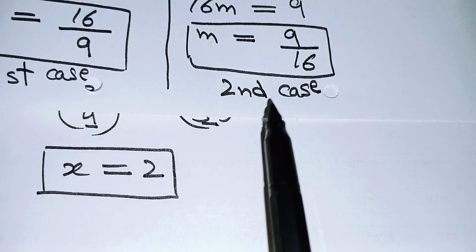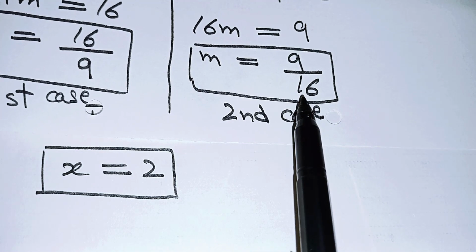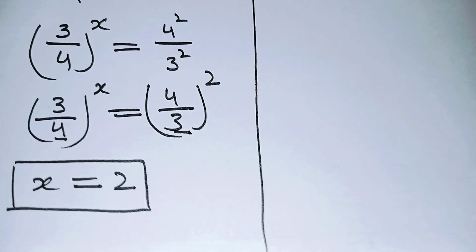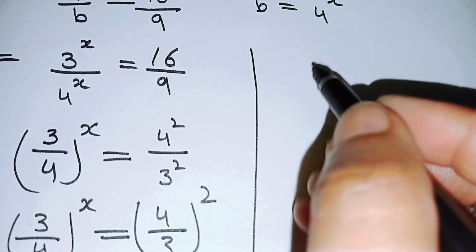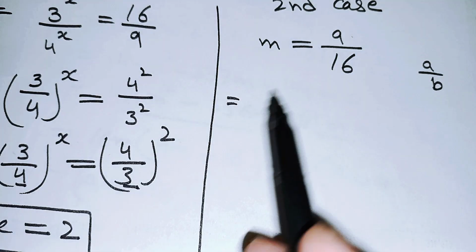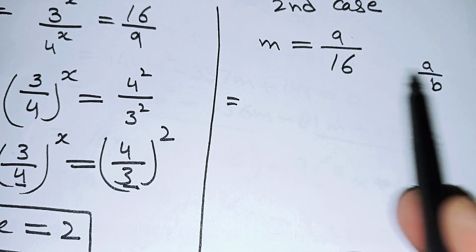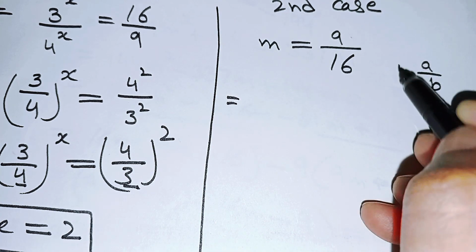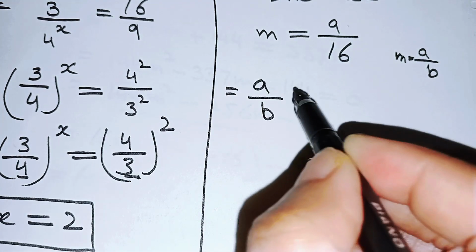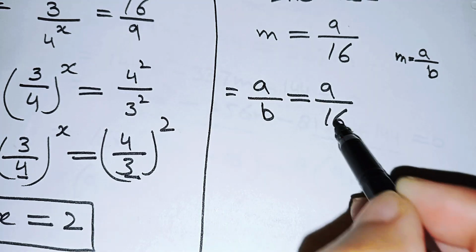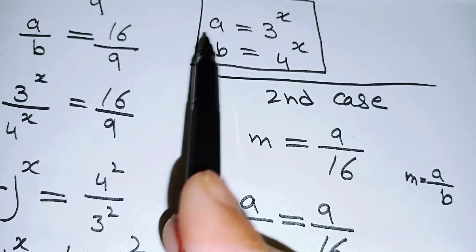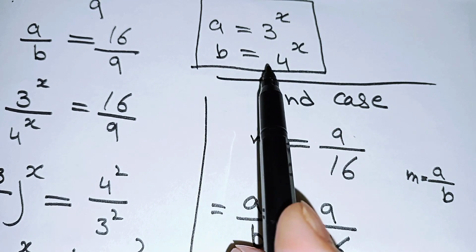And now here in the second case is m is equal to 9 over 16, and so here we put the m is equal to 9 over 16, and now we recall m the value of is a over b, and so here we put them m the value of a over b and is equal to 9 over 16, and here we again recall the value of a and b, the value of a is the value of 3 the power of x and b the value of 4 the power of x.